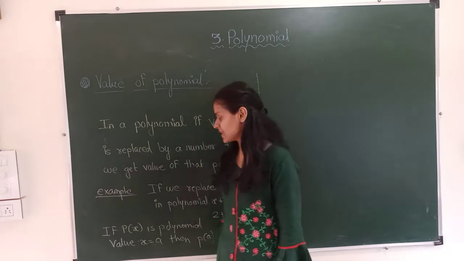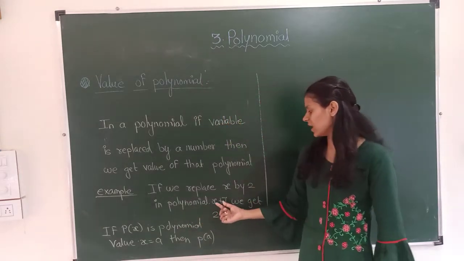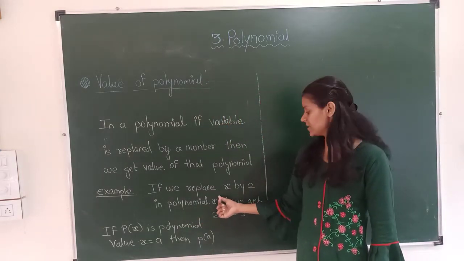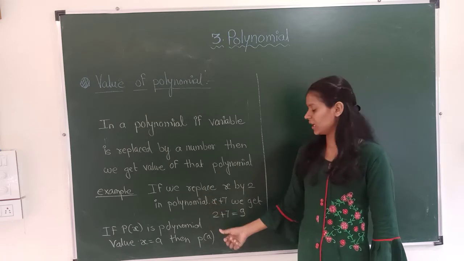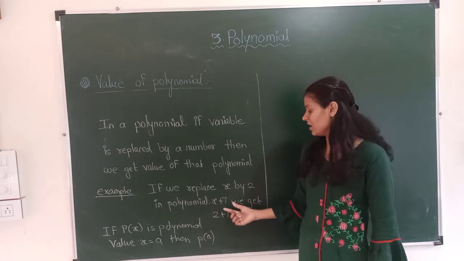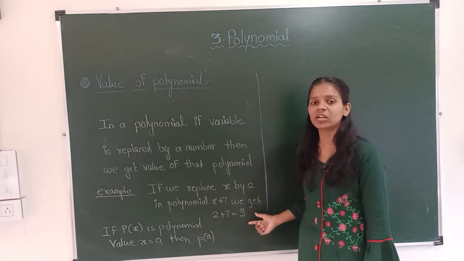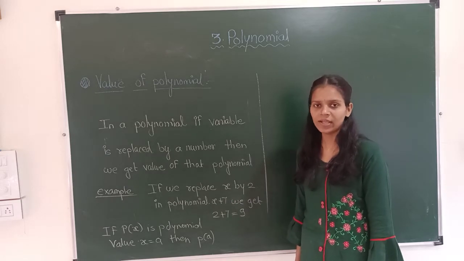We have seen the example. For the polynomial x plus 7, we replace this x by 2, then 2 plus 7 is 9. So the value of the polynomial x plus 7 is what? The value is 9.